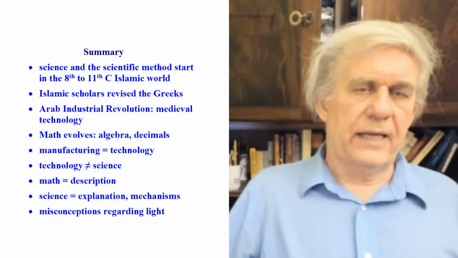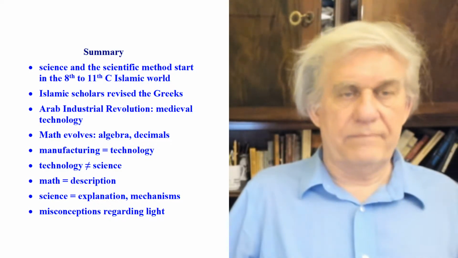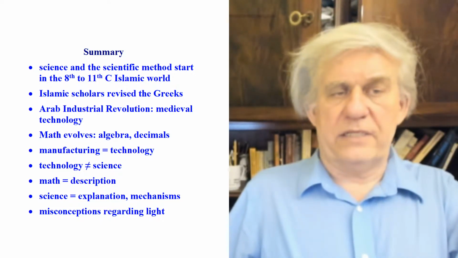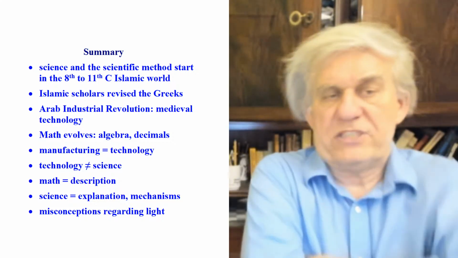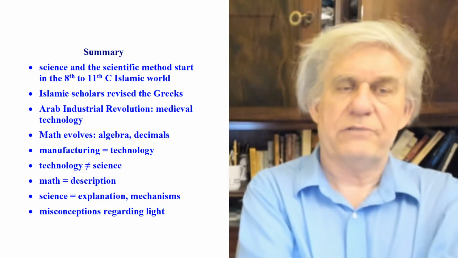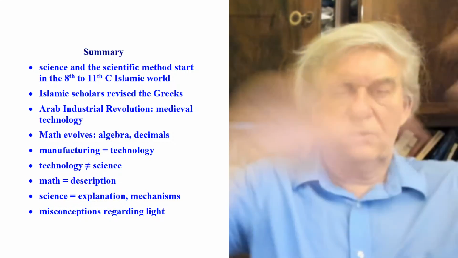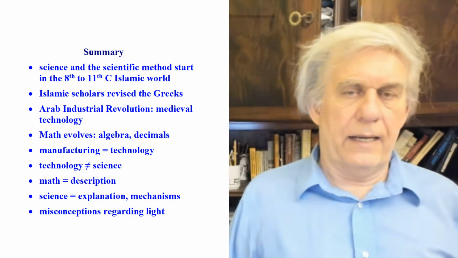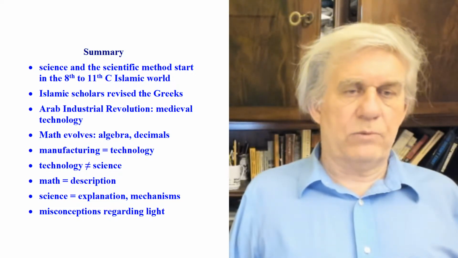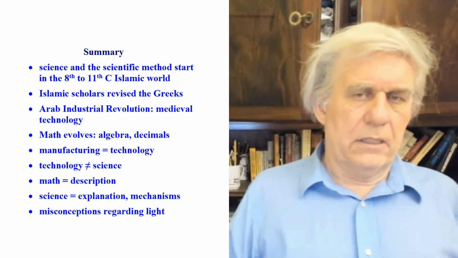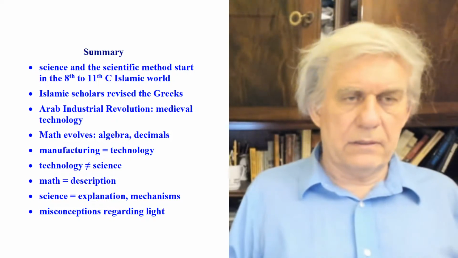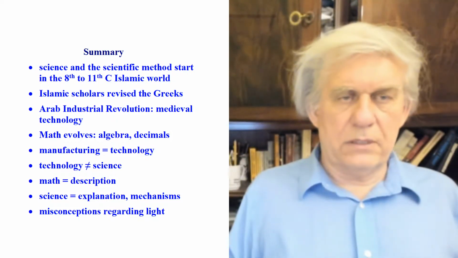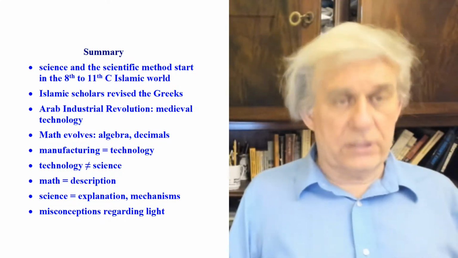Okay, so let's summarize here, real quick. Science and the scientific method start in the 8th to 11th century Islamic world, according to Al-Khalili. Okay, Islamic scholars revised the Greeks. Okay, Arab Industrial Revolution, medieval technology developed. There was this expansion of the Muslim world, of the Islamic world. Okay, got all the way to Spain. In fact, Charles Martel was the guy who stopped them. Okay, a French general, in those days. Okay, long time ago.